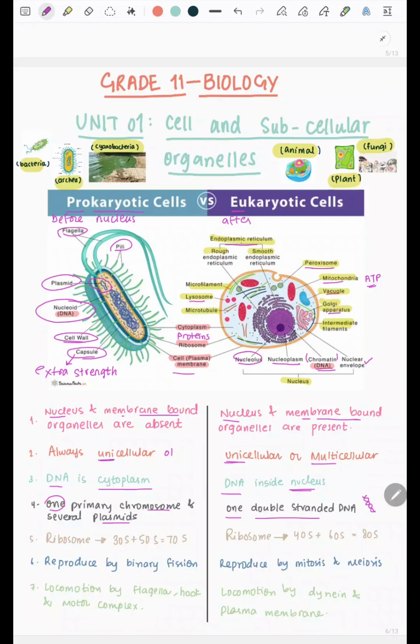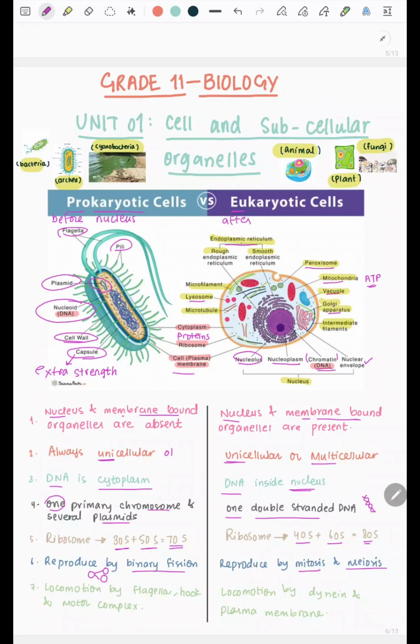The ribosome of a prokaryotic cell has two subunits, the 30S and 50S, that combine to form the 70S subunit, and the ribosome of a eukaryotic cell is 40S and 60S subunit that combine to form the 80S ribosome. A prokaryotic cell reproduces by binary fission, that is, one cell divides to form two cells. However, the eukaryotic cell reproduces by mitosis and meiosis.